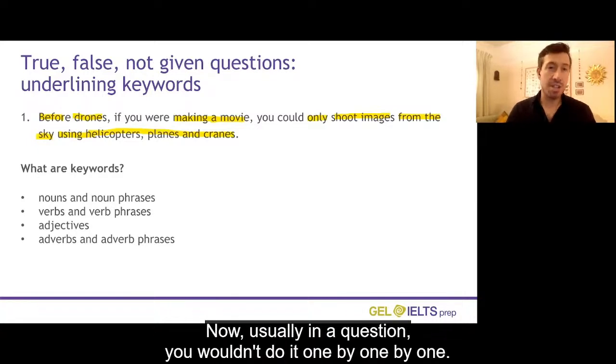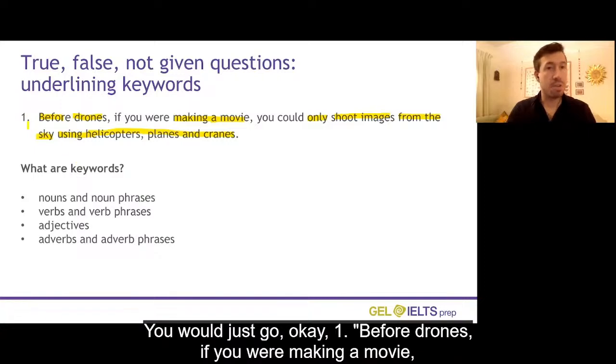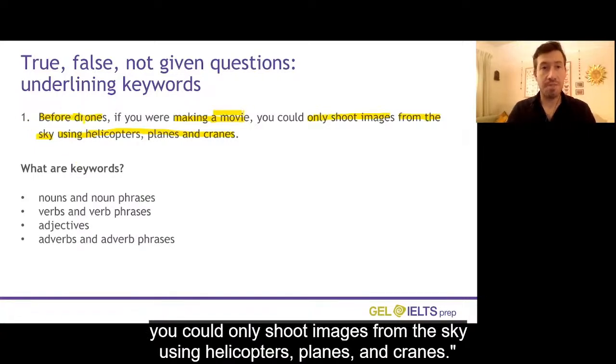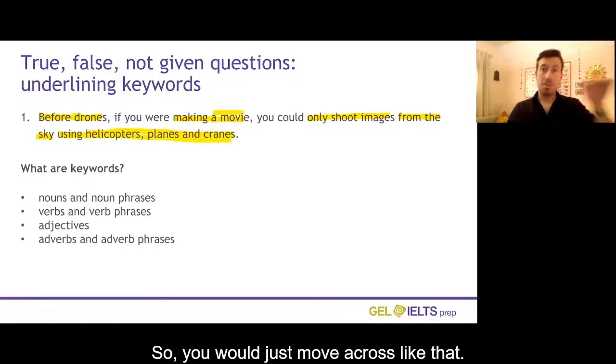Now, usually in a question, you wouldn't do it one by one. You would just go, okay, "Before drones, if you were making a movie, you could only shoot images from the sky using helicopters, planes, and cranes." So you would just move across like that.